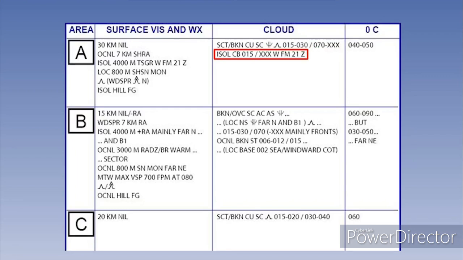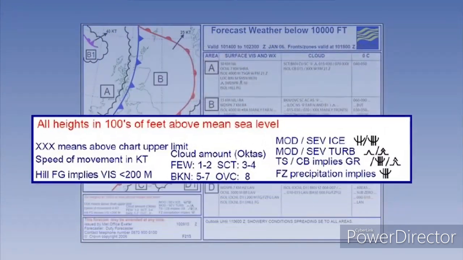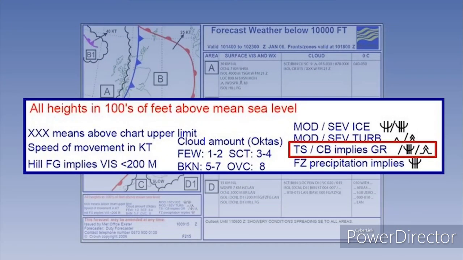In isolated areas there may be cumulonimbus clouds with bases of 1,500 feet, and tops extending to above the chart level, to the west of the area, any time from 2100 Zulu. You should note especially that when cumulonimbus clouds are indicated, it is implicit that there will be associated severe icing, severe turbulence, and hail.